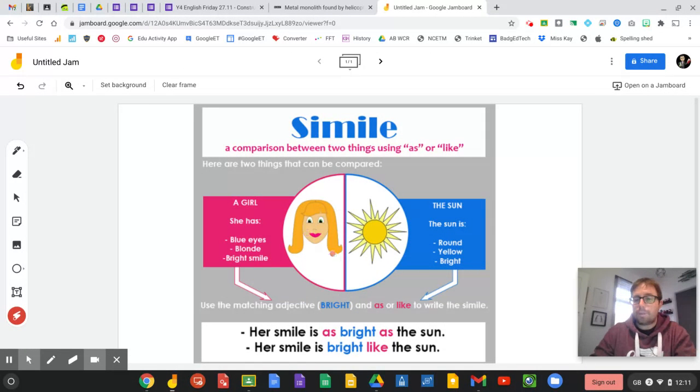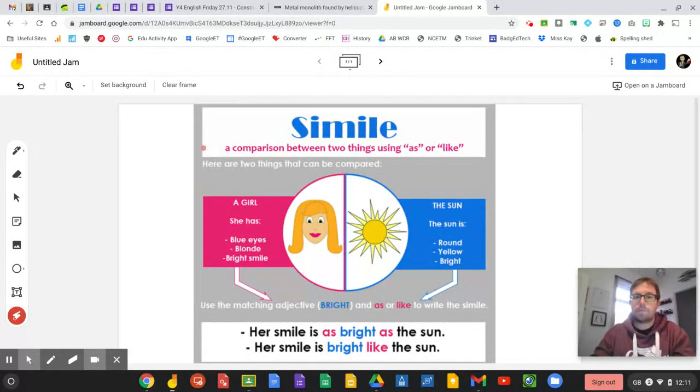Another one as well is you might say that something is as shiny as gold, or you might say something is as dark as the night, or as fast as a cheetah. So you're picking a quality and comparing it to something else that has that quality. So saying something is as yellow as the sun, or as round as the sun, or as hot as the sun, or as bright as the sun. Those are really good similes that you're starting to build there.